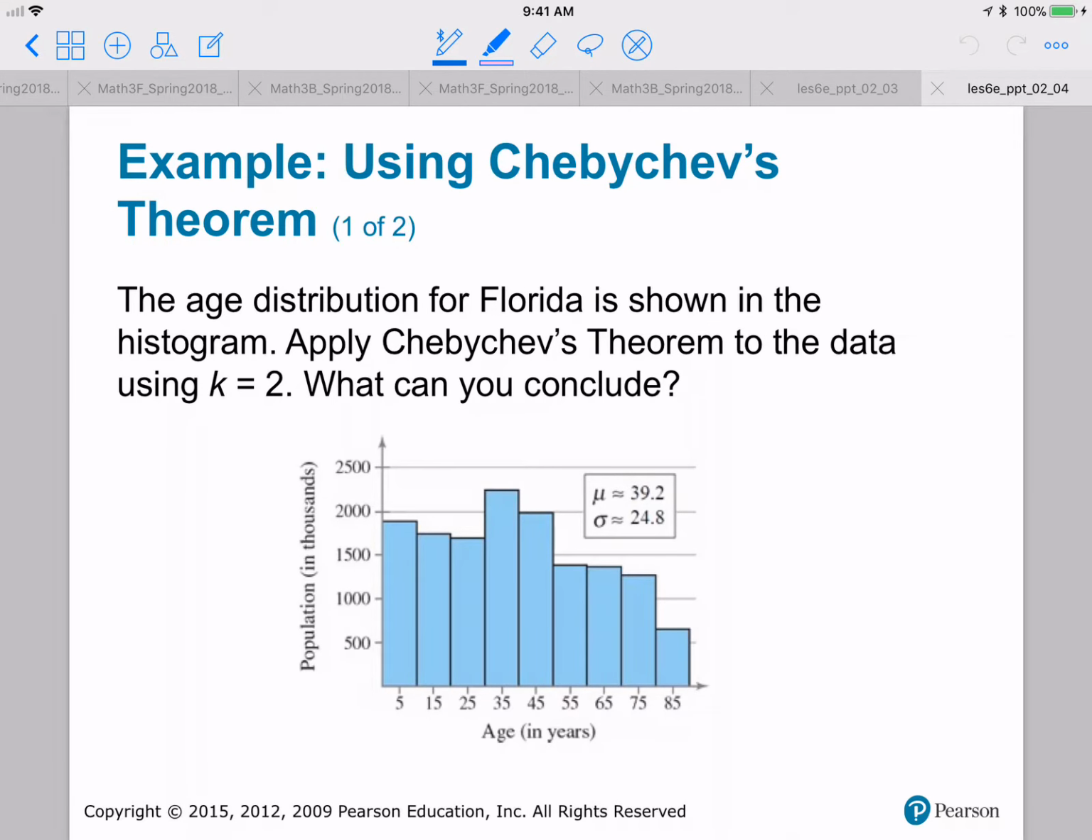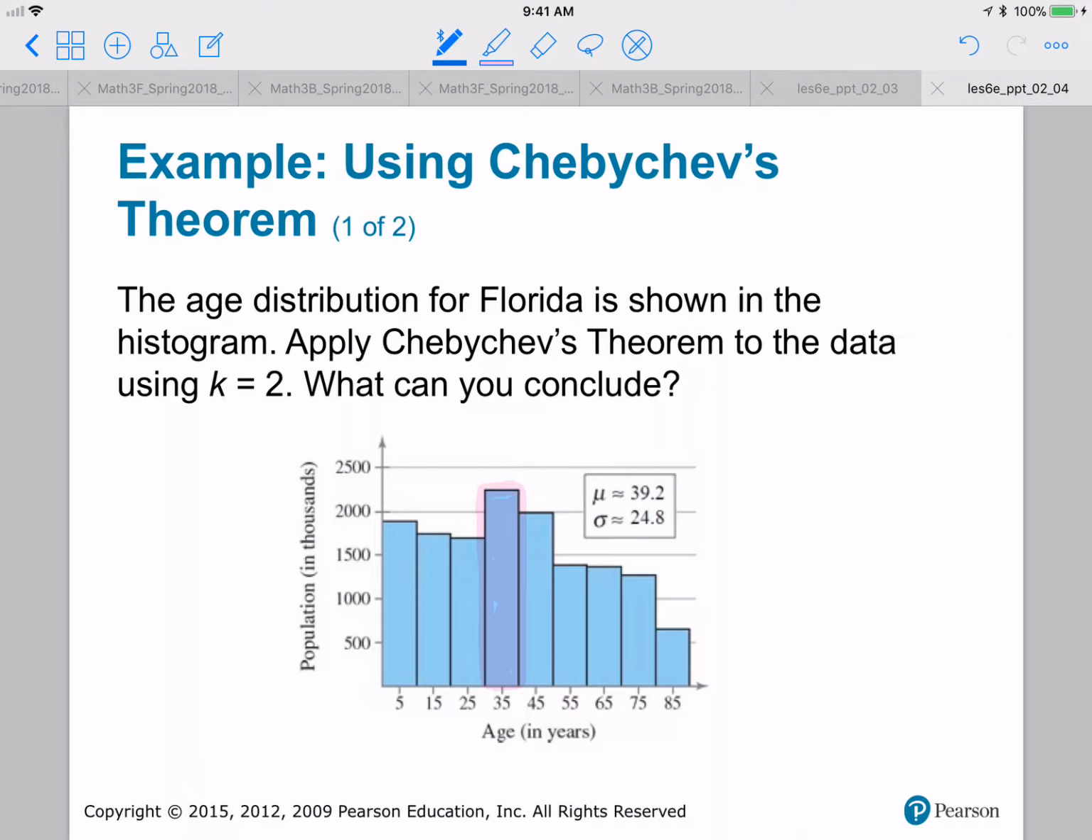Okay, so let's look at an example here. The age distribution for Florida is shown in the histogram. Now, just between me and you, what is the most popular age group in Florida? It looks like the most popular age group is between 30 and 45, right? Because that age group has the highest frequency. So now let's look at this problem. It says we want to apply Chebyshev's theorem to the data using k equals 2.